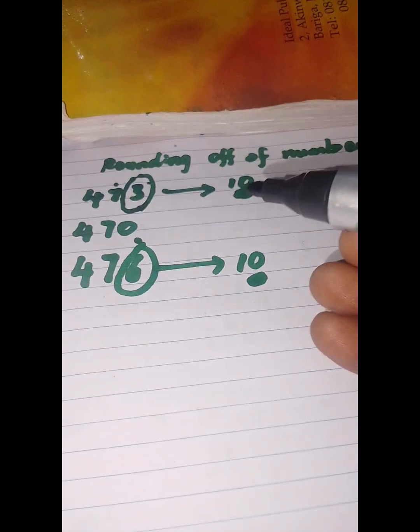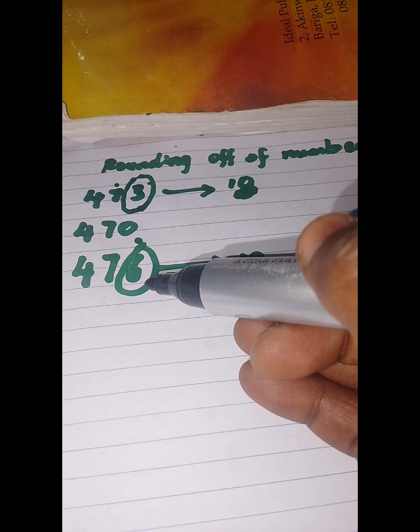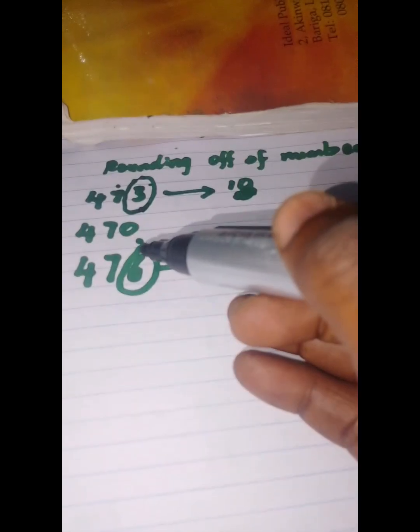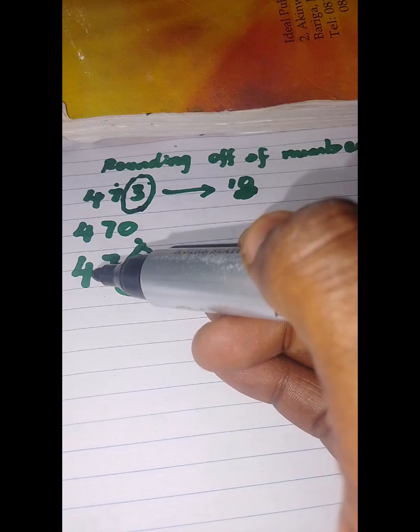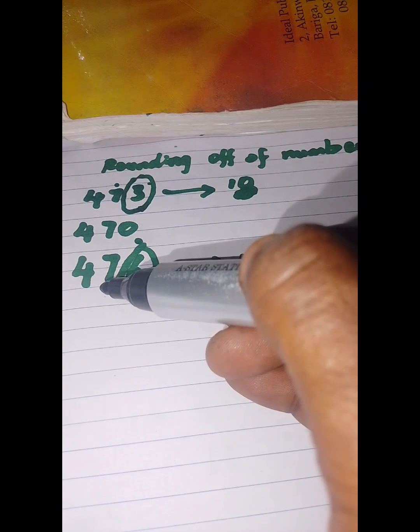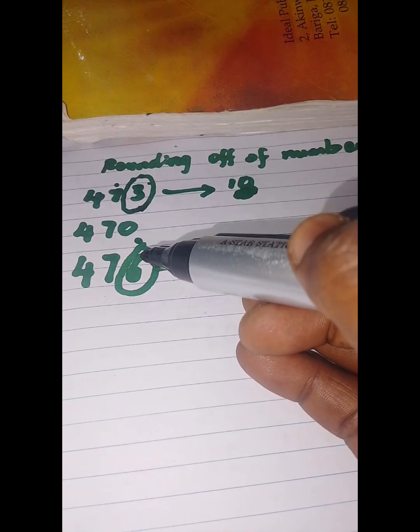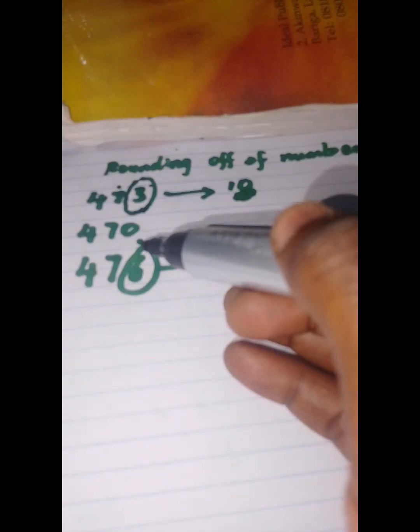The song says, find your number, circle it. Look right next, and what do you see? If it is 5 or more, add 1. If it is less than 5, ignore. But this is 6. It is 5 or more. That means it is more than 5.